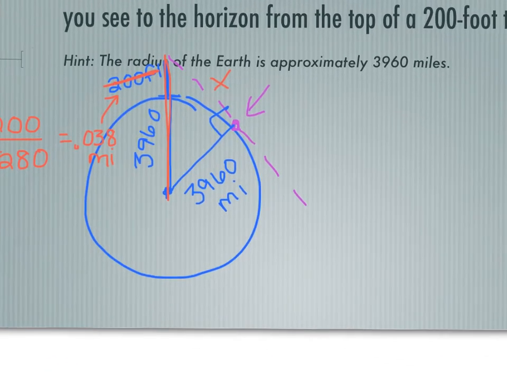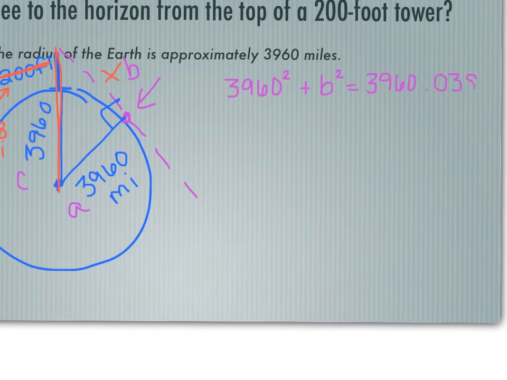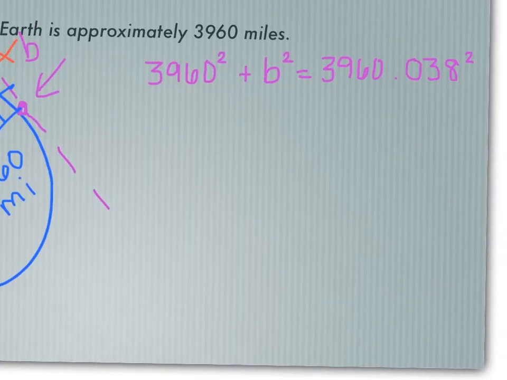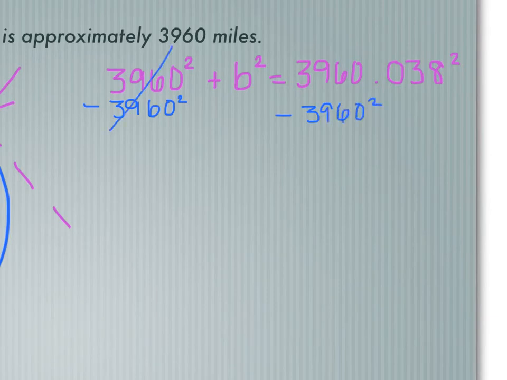Okay, so my setup is going to look like this. Here's my A squared, here's my B, here's my C. So I'm going to go 3,960 squared plus B squared equals 3,960.038 squared, because that's my hypotenuse. I know that's going to seem like it doesn't make much of a difference, but just because the numbers are so huge, instead of actually working out what each of these is, I'm going to type it into my calculator all in one shot. So really what I'm going to do is just subtract 3,960 squared. That's not usually how I would write this out, but it avoids writing all those big numbers.